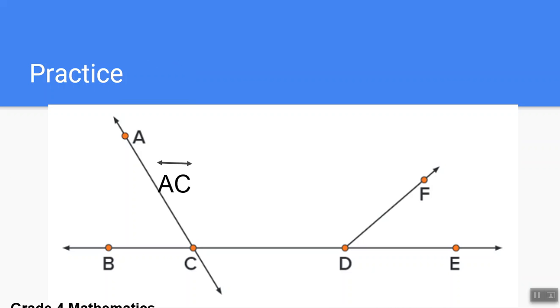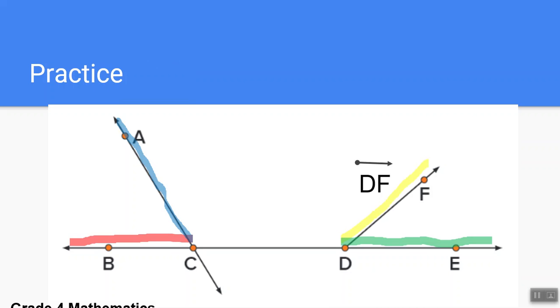A line that you may have represented was AC. Another line you may have represented was BE. The two angles that we have here, as you can see, are angle ACB and angle FDE. DF is represented as a ray because there's an endpoint and an arrow.